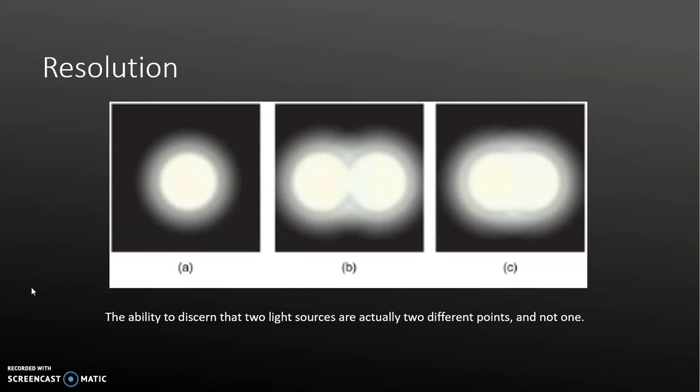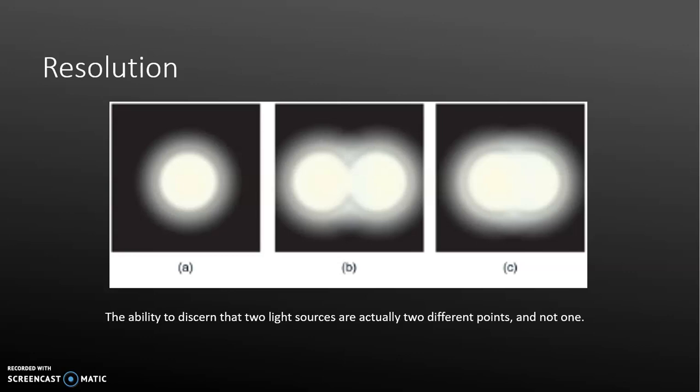Okay, now we'll talk about resolution. Resolution is the ability to discern that two light sources are actually two different points and not one. So, for example, in A, we have one light source, but in C, you might not be able to tell that it is. I mean, here it's kind of obvious, but for somebody standing at a distance, you might not be able to tell that they are separate points. Here in B, it is much more clear that they are in fact two different light sources. So resolution is our ability to tell that they are two different light sources.